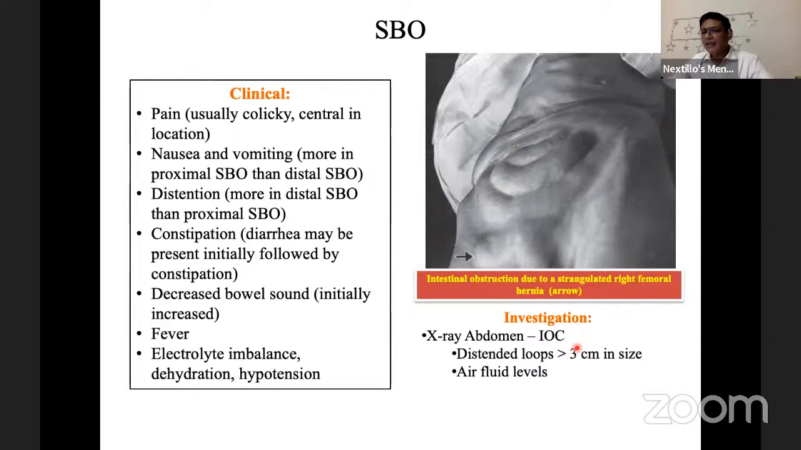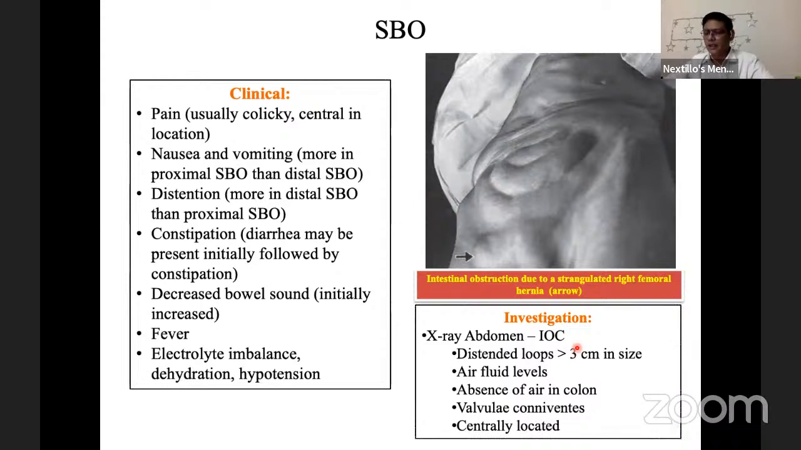Absence of air in the colon will be seen, as there is a blockage in the small intestine. The colon is going to be empty distal to it. There won't be any air in the colon. So there is absence of air in the colon. Valvulae conniventes may be seen. We'll see this also in the X-ray. And the loops that are dilated are mainly seen in the central area of the intestine.